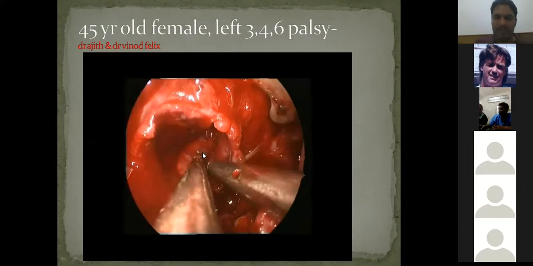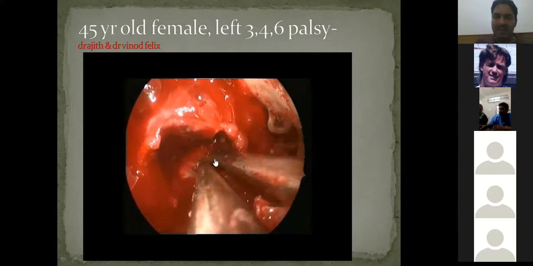So we are now working in the left cavernous sinus region. That is a carotid artery, cavernous carotid artery. I am working with two suction tips.